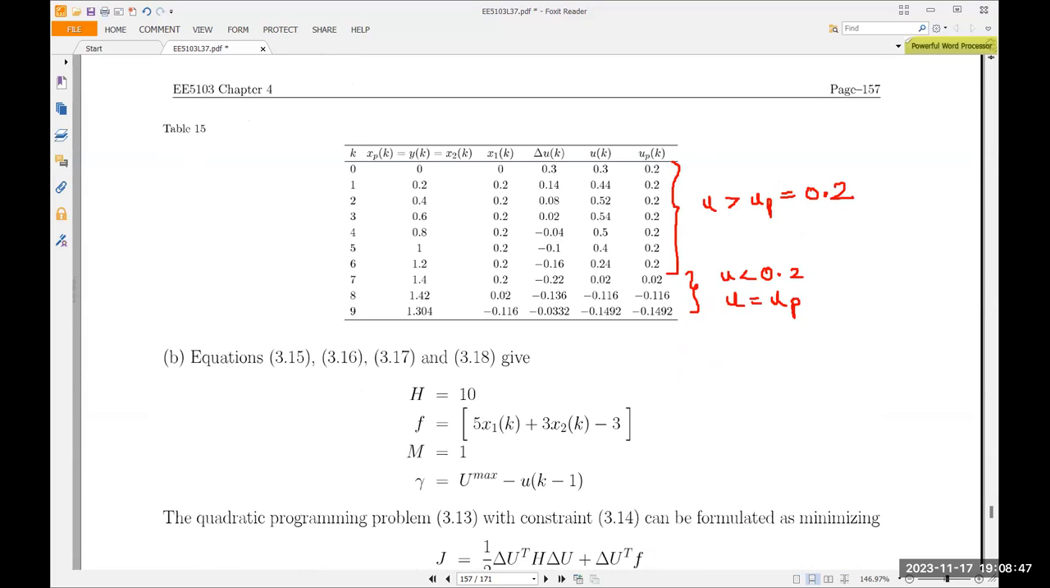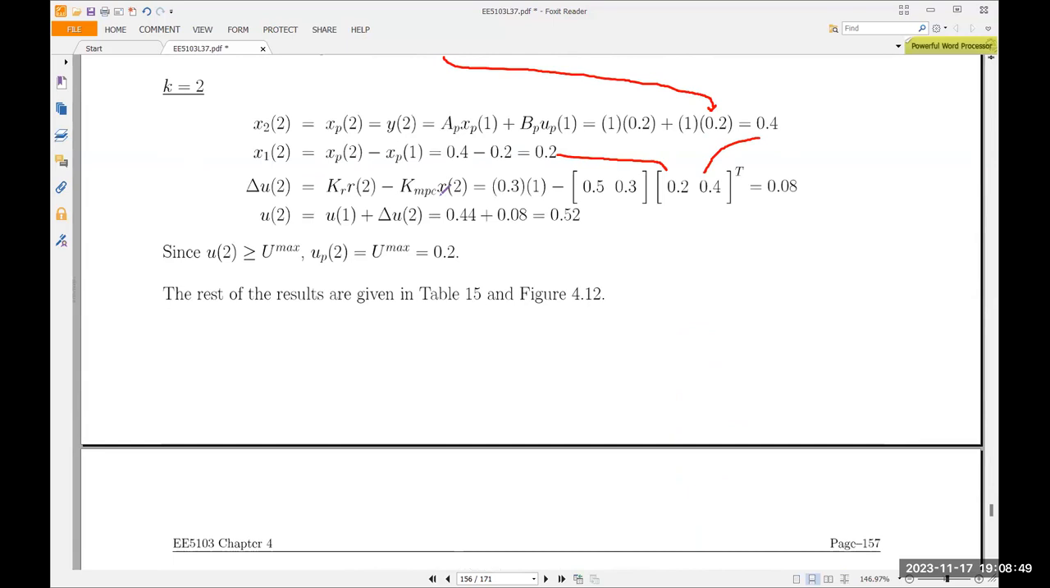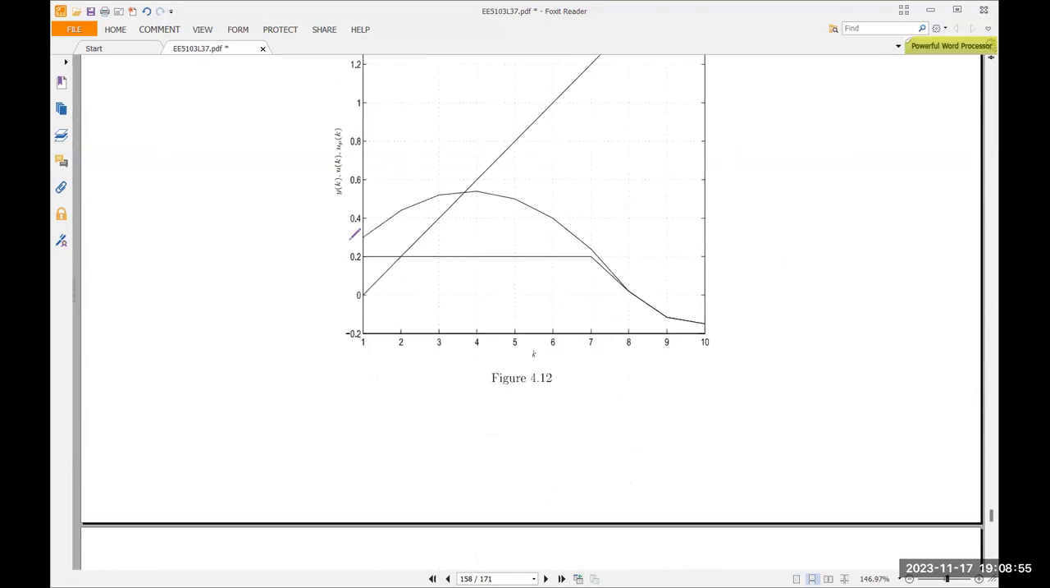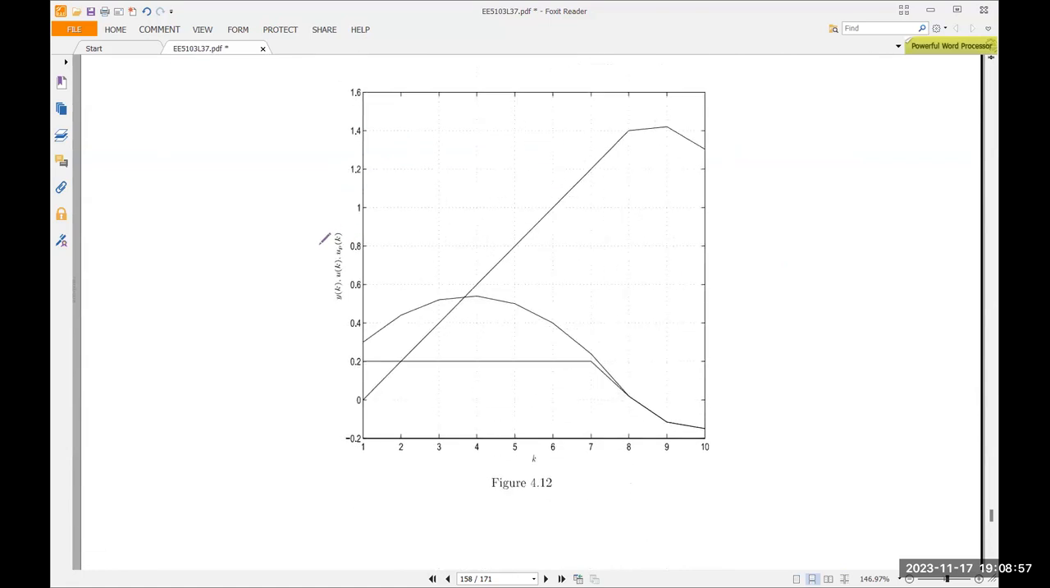Now you look, I think I plotted Figure 4.12 for you to see. So I plot UP, which is always stuck at 0.2 or less. This is U. This is the Y. All right, you basically see once it is less than 0.2, because this is sample by sample, then this part U is equal to UP.